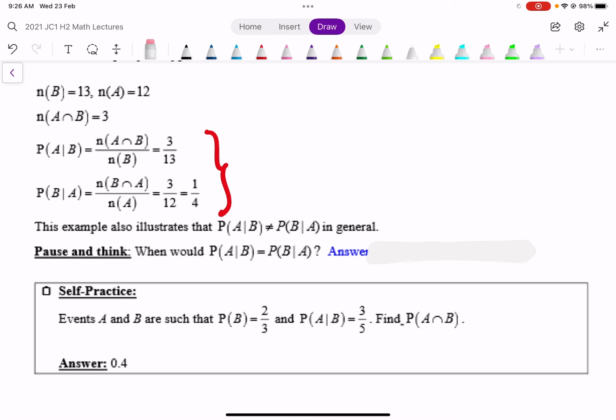That will only happen if the two events A and B are the same. That's one possibility. Or when the intersect is an empty set. That means if you look at the formula, your numerator will be 0.